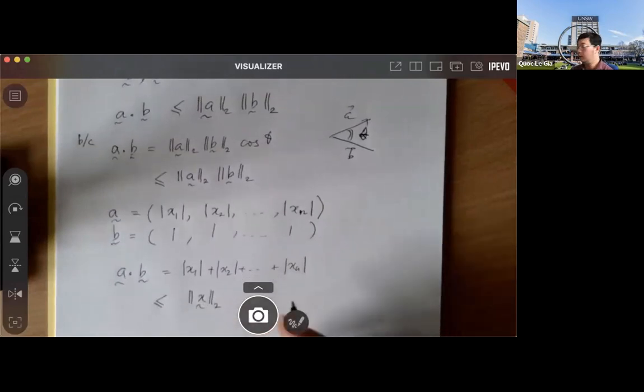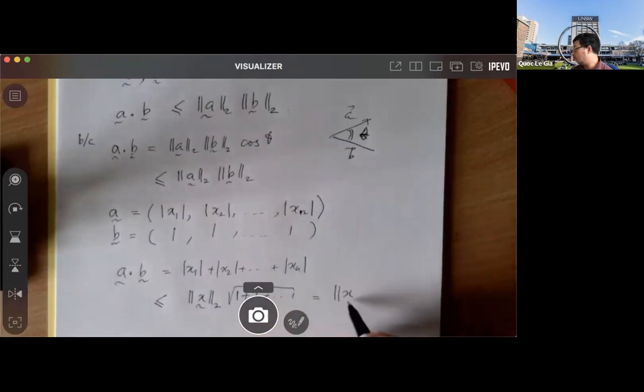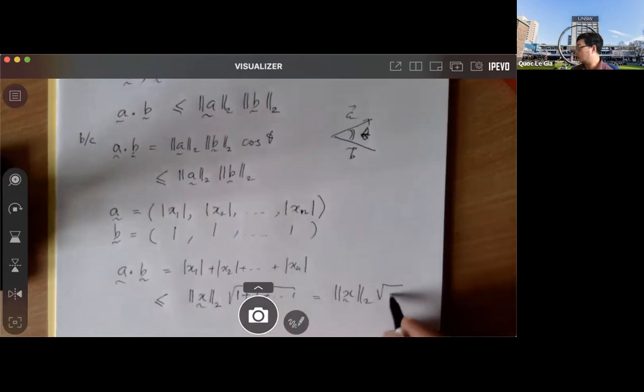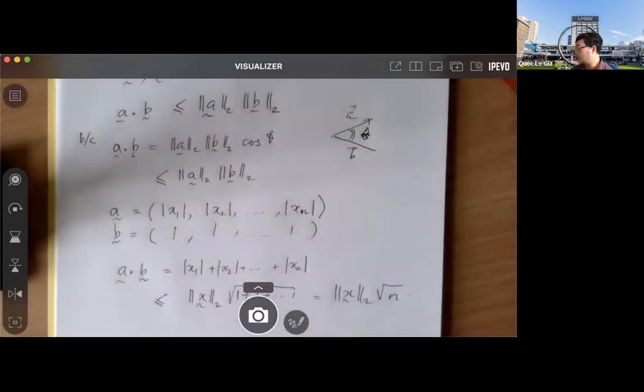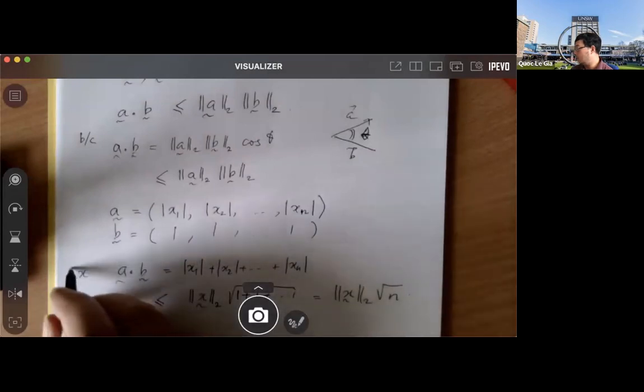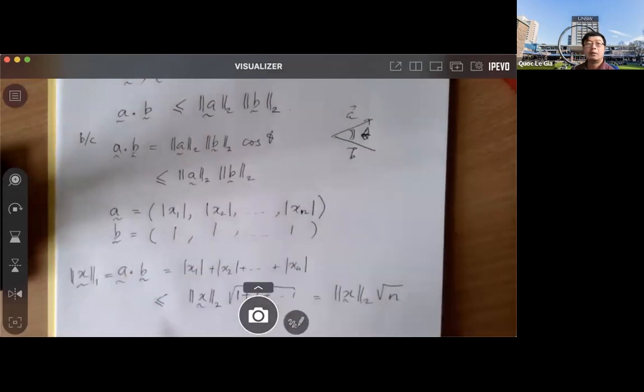And now what is the two norm of B? Square root n, yes. Because you just take 1, 1, 1, n times and the square root. So this gives you square root n. Okay, so this is how we prove it: the one norm of vector x is less than or equal to square root n times the two norm of vector x. The other two inequalities I just leave as an exercise, because we don't have time.